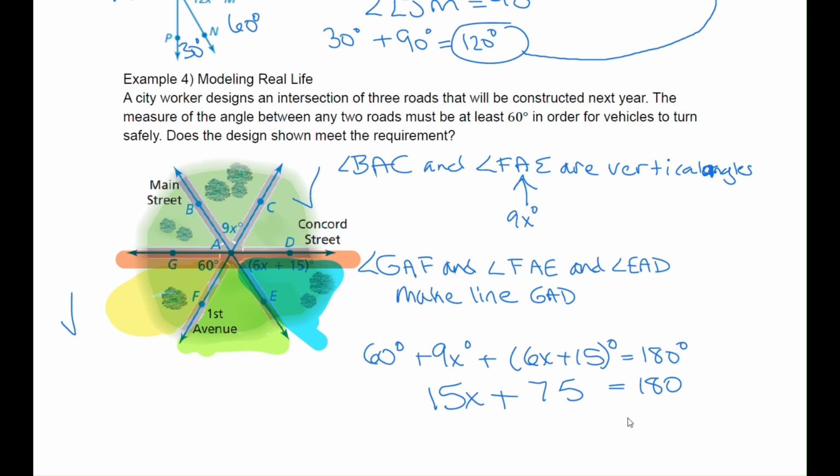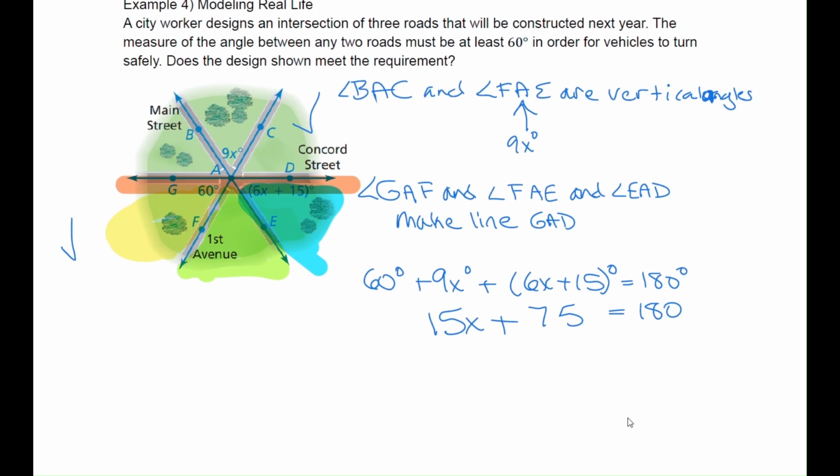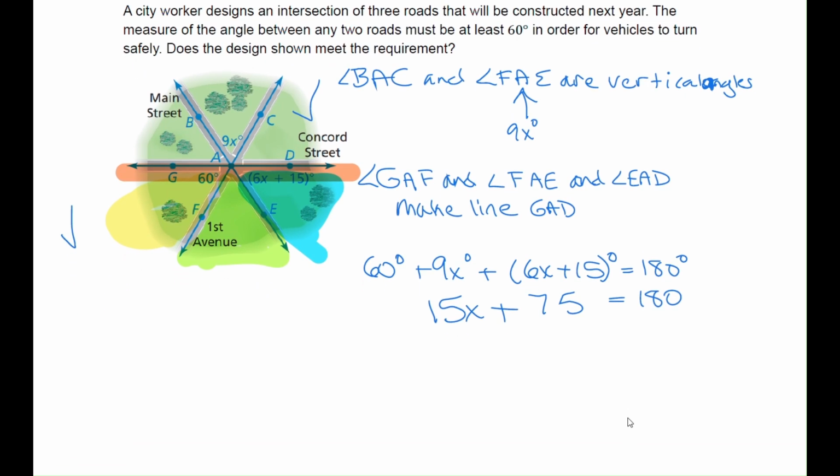All right, I need to get x by itself here, so I have to undo that plus 75. I'm going to subtract 75 on both sides. So 15x is going to be equal to 105. I still need to get x by itself, so I'm going to divide by 15 on both sides. So that tells me that x is going to be 7. All right, we're not done yet. We just got to plug it in, make sure it works out.